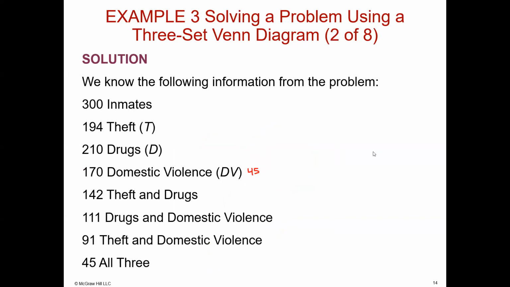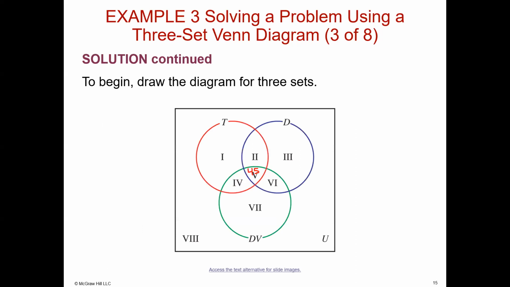Let's go back up. 91 were convicted of theft and domestic violence. So 91 would go in what region? Theft and domestic violence would be region 4. Here D is for drugs and DV is for domestic violence. So I put 91 in right here. Okay, we're off to a good start.